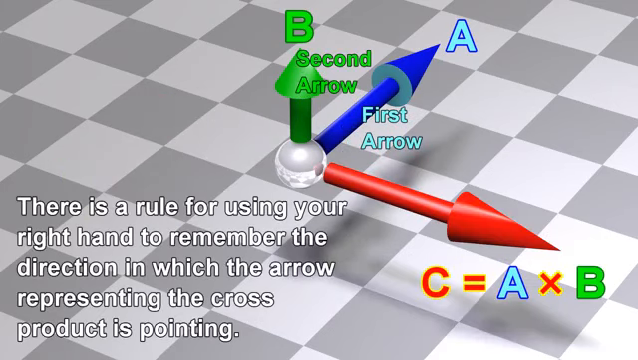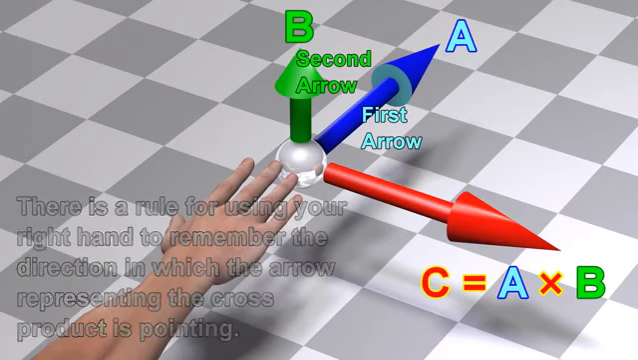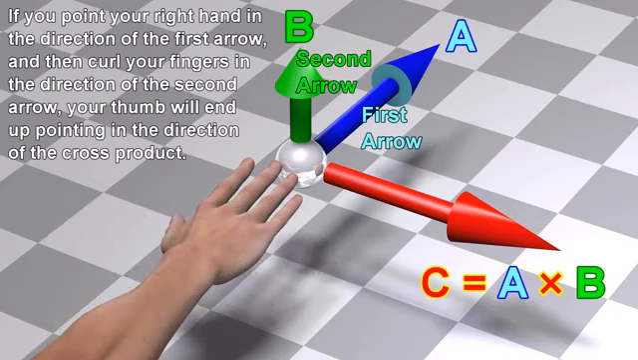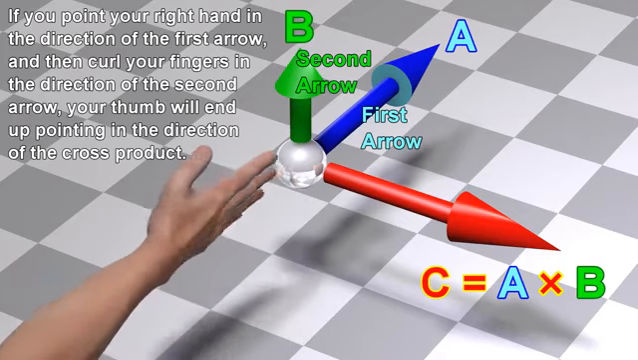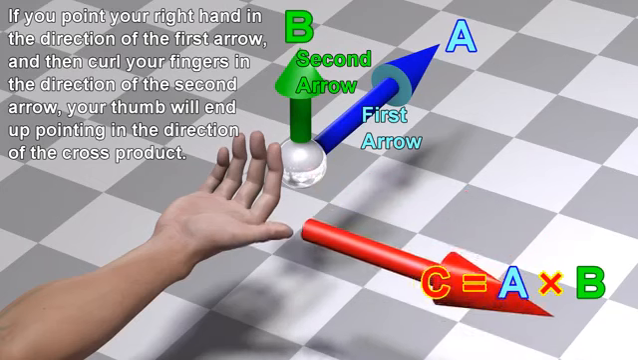There's a rule for using your right hand to remember the direction in which the arrow representing the cross product is pointing. If you point your right hand in the direction of the first arrow, and then curl your fingers in the direction of the second arrow, your thumb will end up pointing in the direction of the cross product.